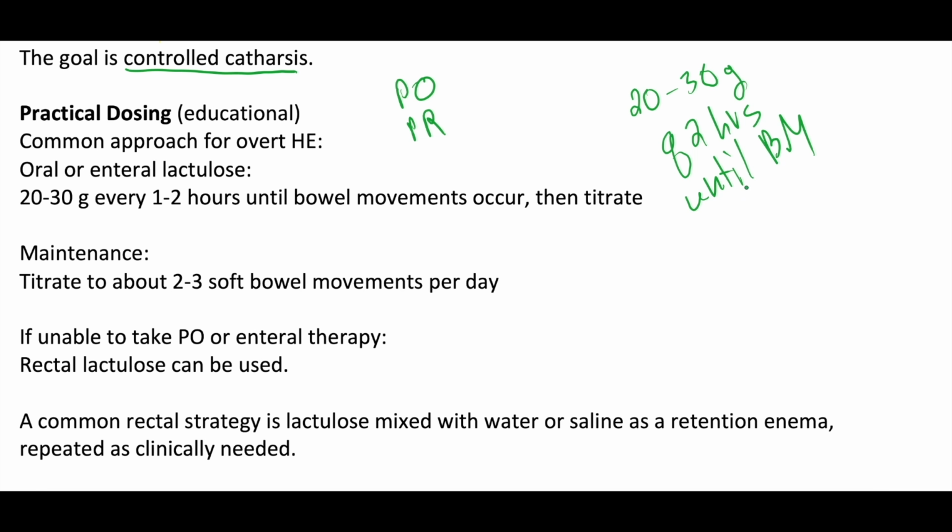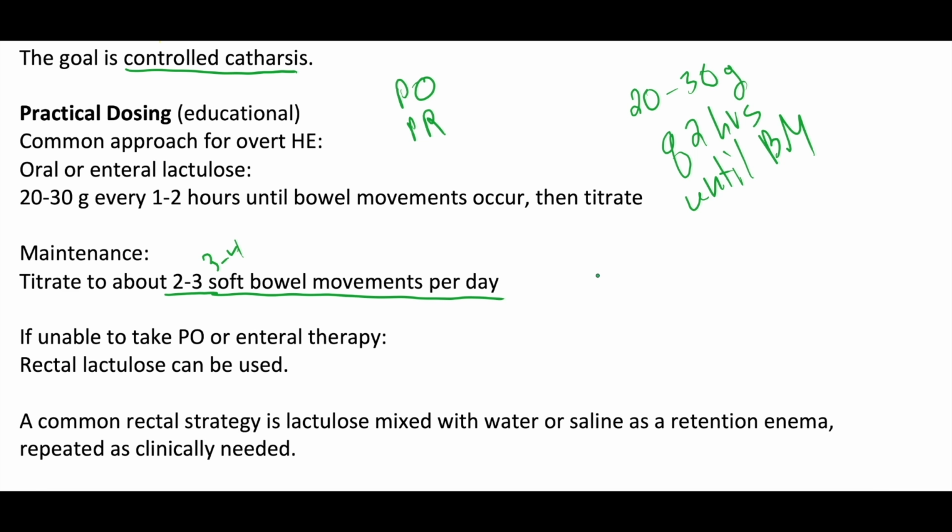And if they're not pooping after a couple doses, you should be like, well, why aren't they pooping? Do they have an ileus or bowel obstruction? Because giving lactulose in those populations can actually be very dangerous. It can cause bowel ischemia. So be thoughtful and monitor if you do choose to take this approach. But this is one approach from an educational standpoint that could be considered. After a bowel movement comes, you want to titrate to about 2 to 3 or 3 to 4 soft bowel movements per day.